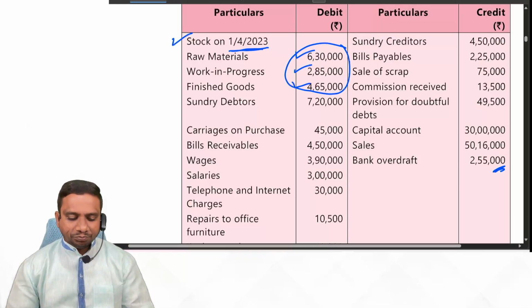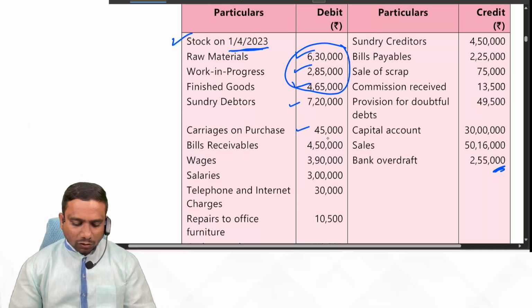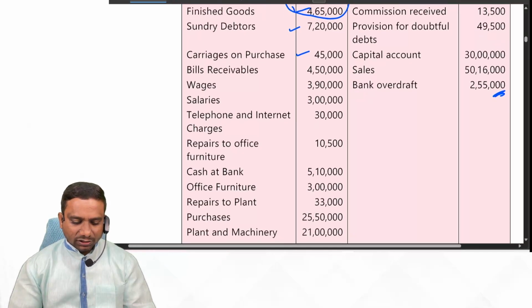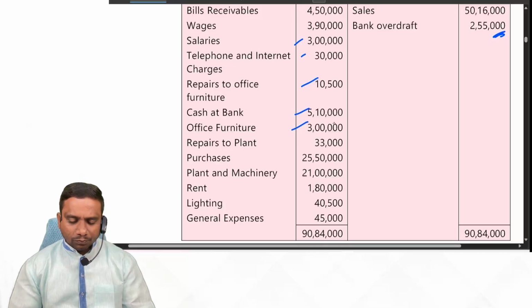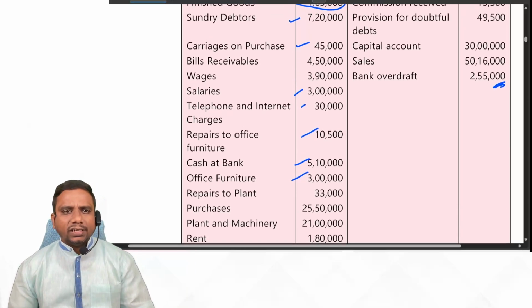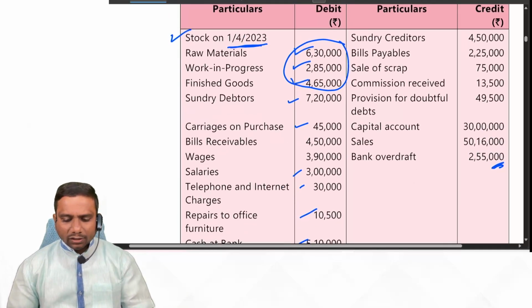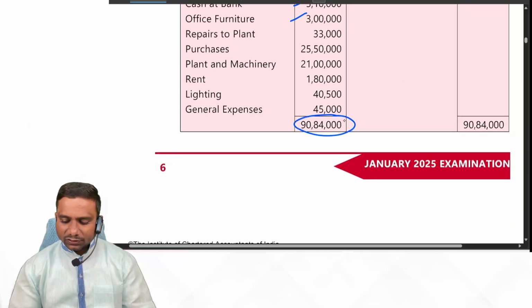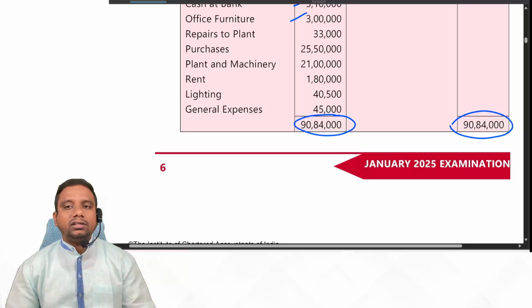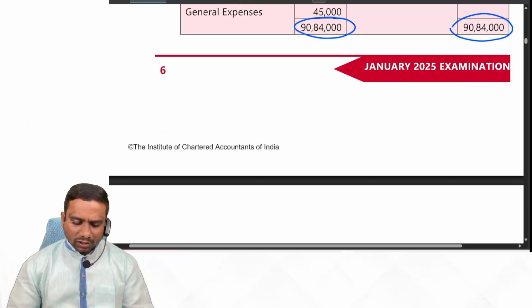Next, debtors, carriage on purchases, bills receivable, wages, salaries, telephone and internet charges, repairs to office furniture, cash at bank, office furniture. Okay, like this, we have various items. Fine. Okay, this is our trial balance. Check whether the trial balance is agreed or not. Yes, 90,000. Sorry, 90 lakh. Fine. Look at the adjustments one by one.